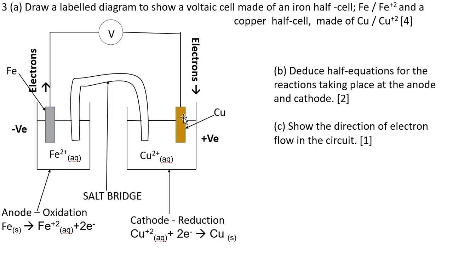be generated. For my half equations, well, the anode here is the site of production of electrons. That's where iron is oxidized. Half equation given. At the copper electrode, copper ions are reduced by accepting electrons sent around by the iron half cell, and my direction of electron flow showing the electrons leaving the iron half cell flowing around to the copper half cell.